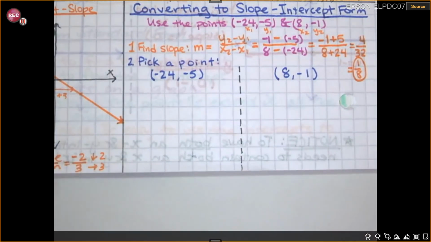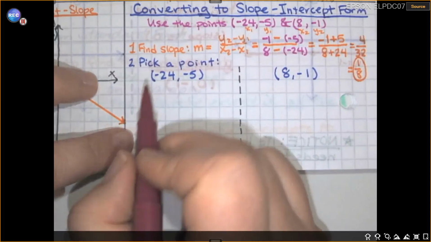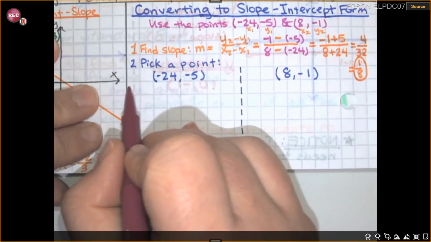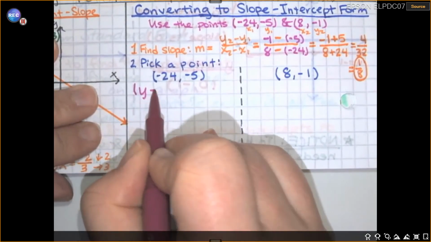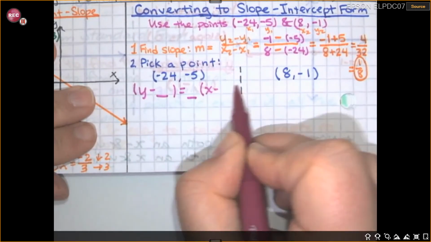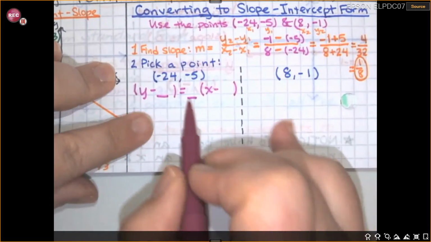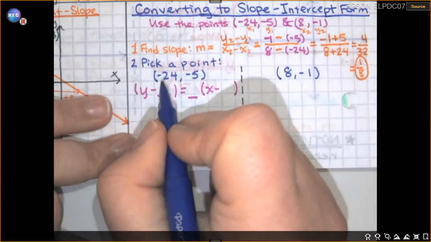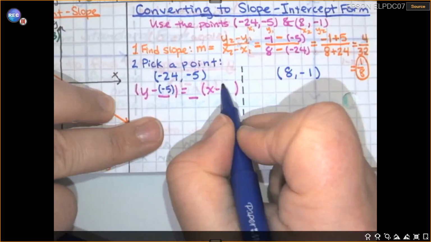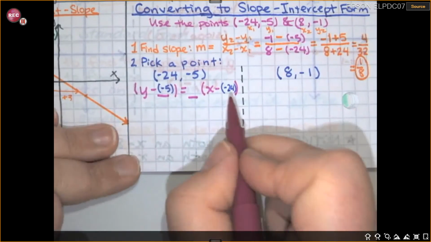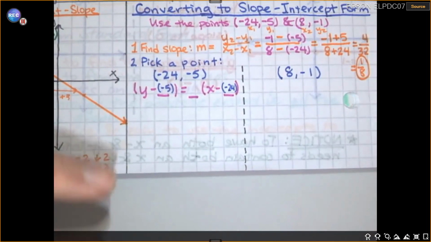Okay, so remember I told you can pick any point. So again, I'm going to kind of stretch this here because I'm running out of room. I'm not actually going to write the original form down. I'm going to go straight to plugging it in. So I have y minus blank equals blank, parentheses, x minus blank. So I'm going to start with this one. My y value is -5. My x value is -24. And my slope is 1/8.